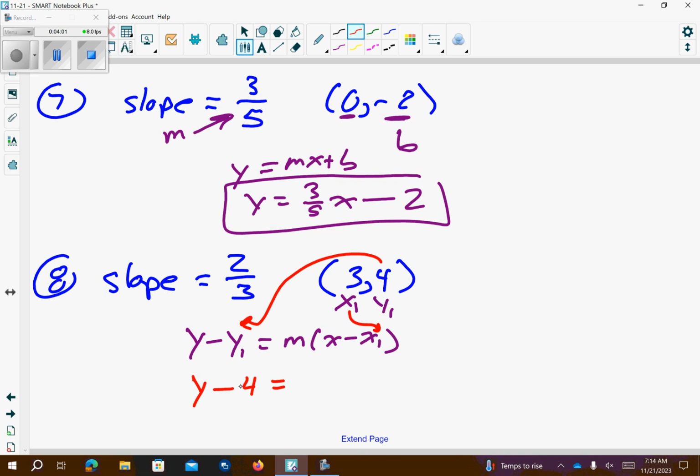Notice it was a positive 4 here. It's now a negative 4 here. It's like when you pull it out, you have to change the sign. Slope is 2/3. And then x minus, put the 3 in. Again, remember, this was a positive 3 here. Now it's a negative 3 down here.